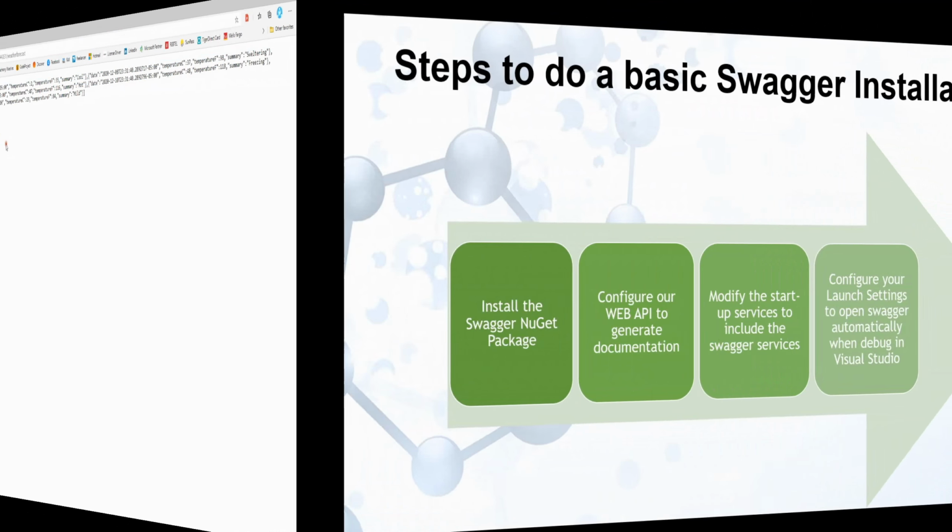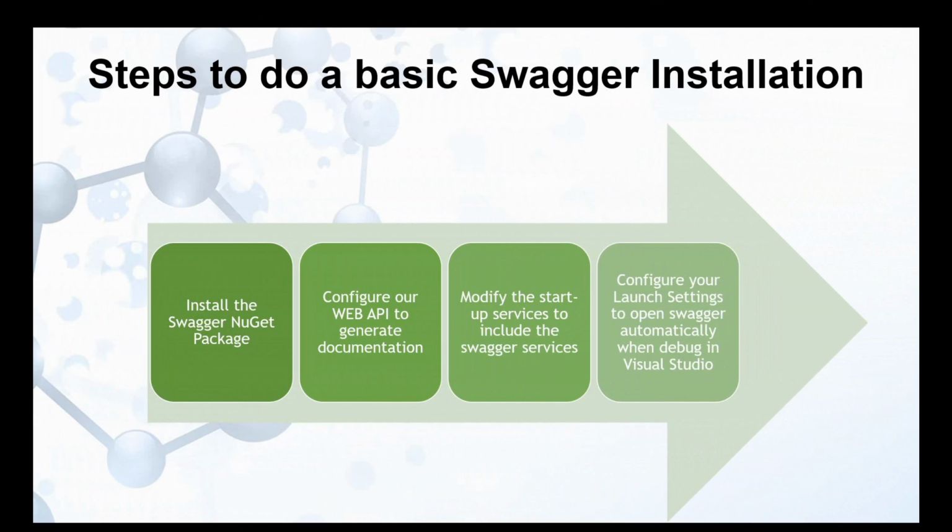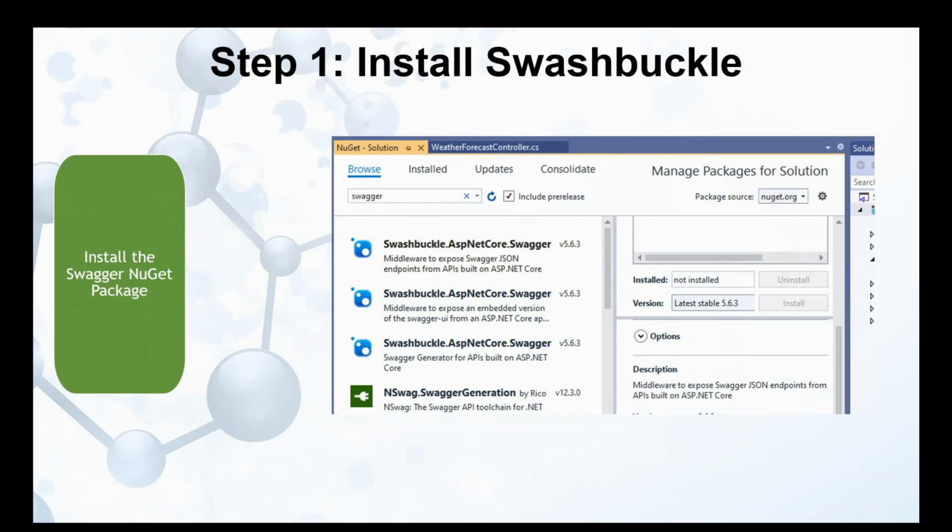The process to install Swagger is very simple. Let's follow the 4 steps shown here to make the installation. First thing, you can install Swagger using Visual Studio with the Manage Package for Solution tool and select Swashbuckle ASP.NET Core Swagger.